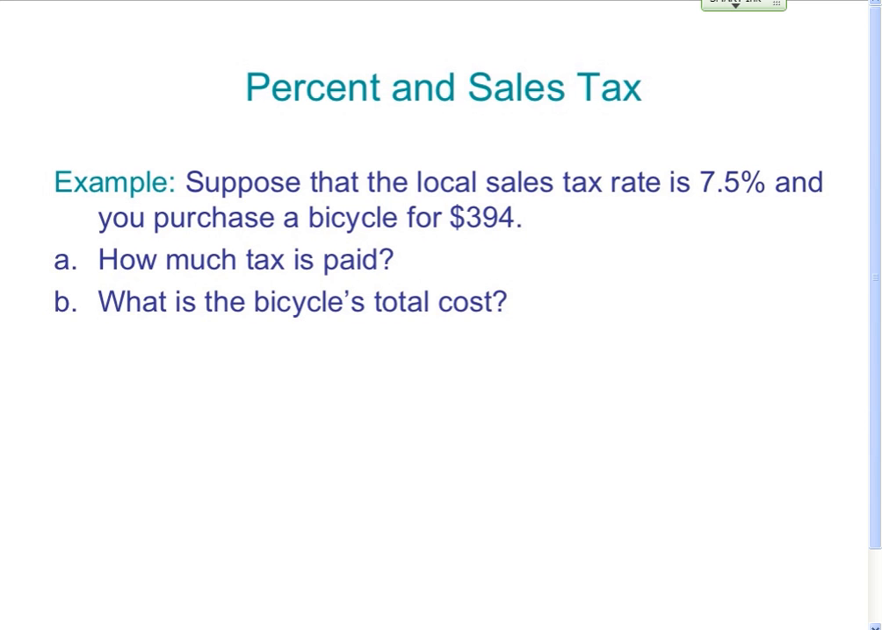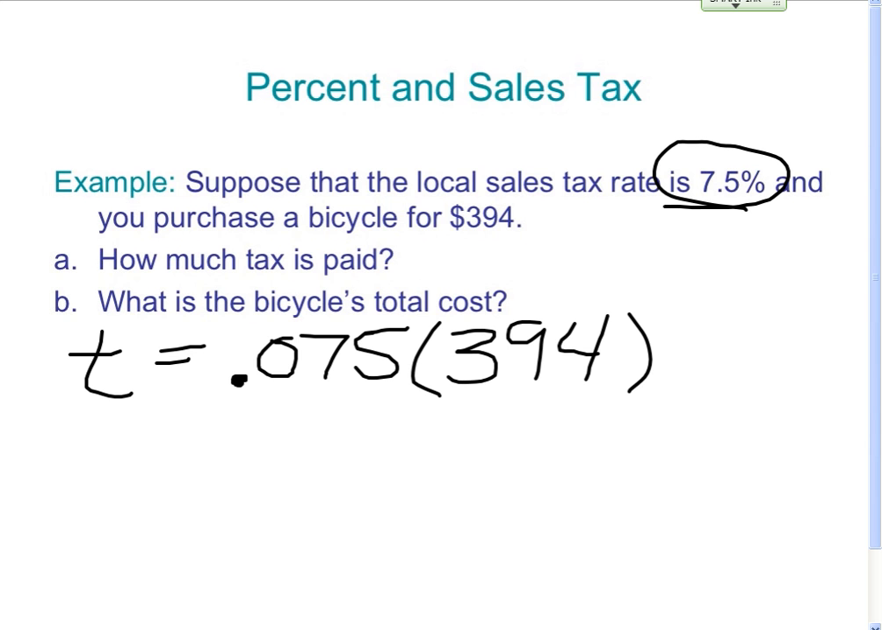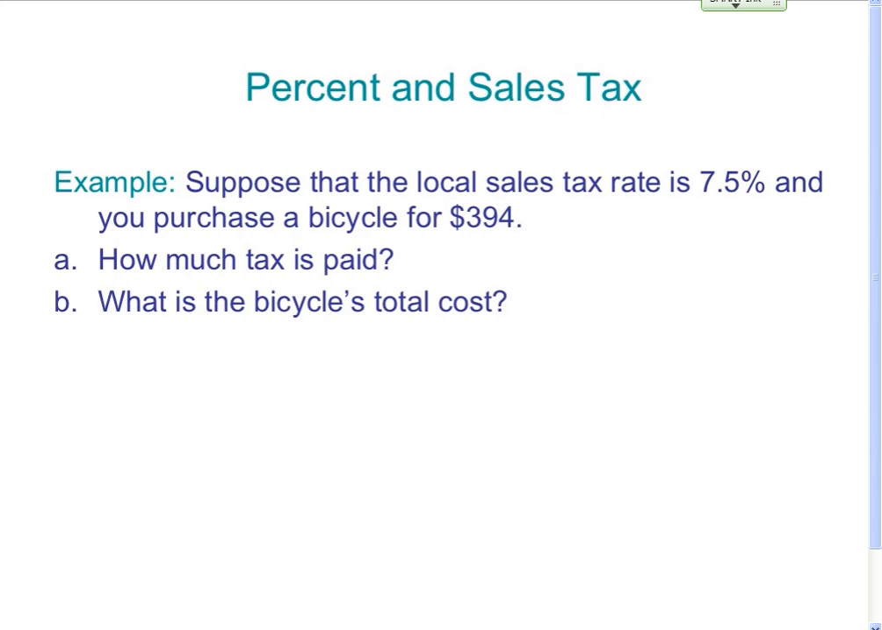Suppose you have a tax rate of 7.5%. You purchase a bicycle. The sticker price is $394. Want to figure out how much tax you pay. So you take the percent, change it to a decimal. So you have 0.075. Remember, you've got to move 2 places, not 1. And you multiply times the sticker price, or the cost of the bicycle, 0.075 times $394. Offhand, I don't know what that is. We'll get that in a second. So that would be the amount of tax. So that gives us $29.55.